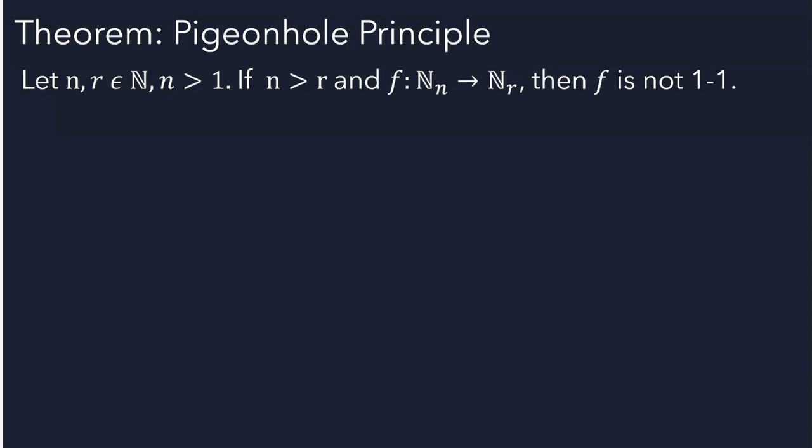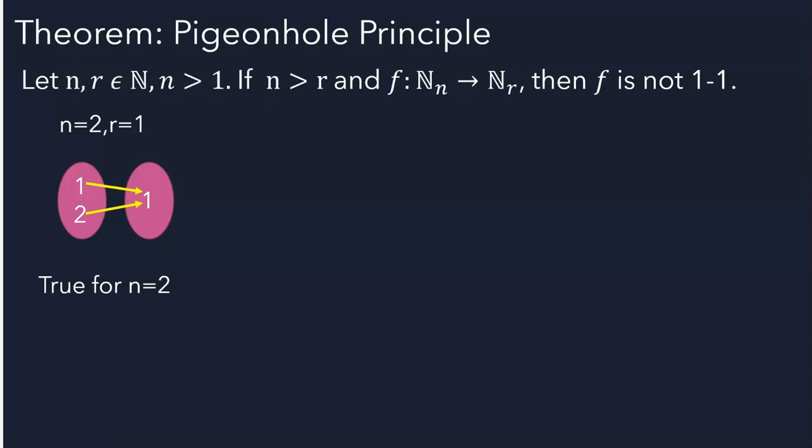So let's start with n equals 2, because that's the smallest it can be. And if n equals 2, the only thing r can be is 1. So let's look at what we have. There's n sub 2, there's n sub 1. If I come up with a function, well, 1 has to go somewhere, 2 has to go someplace, and the only place it can go is 1. And 1 has to go someplace, the only place to go is 1. This is not 1 to 1. So this holds for n equal 2.